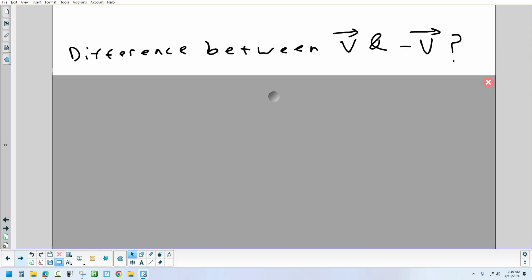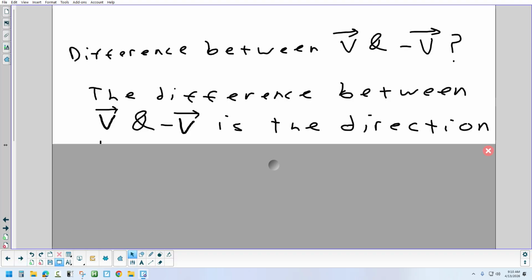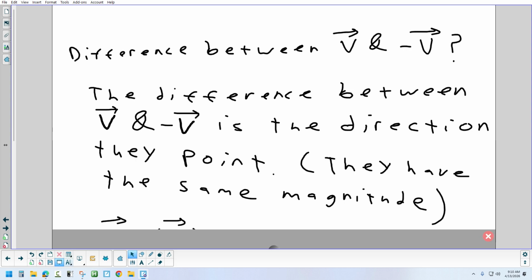Yeah. The direction. It would just be the direction. That's the only thing that would change. Okay. What would be the same between those two vectors? Yep. The magnitude. There's no difference in the magnitude. They just are pointing in different directions. Specifically, exactly opposite directions. It's like they're 180 degrees rotated.